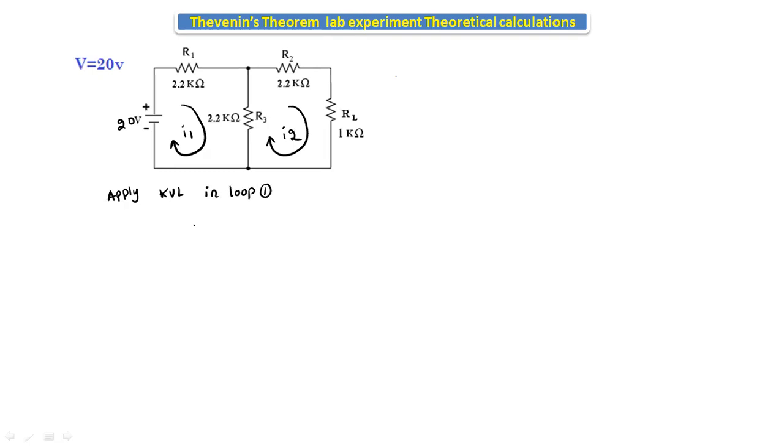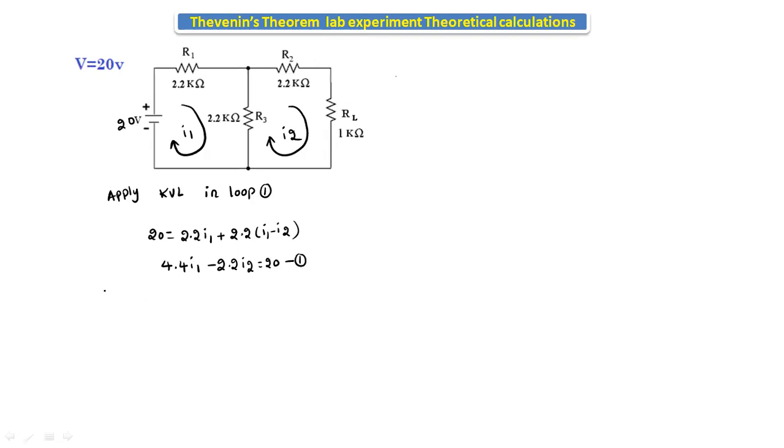If we apply KVL in loop 1, we will get 20 is equal to 2.2 I1 plus 2.2 into I1 minus I2. If we simplify this, we will get 4.4 into I1 minus 2.2 into I2 is equal to 20. This is equation number 1.